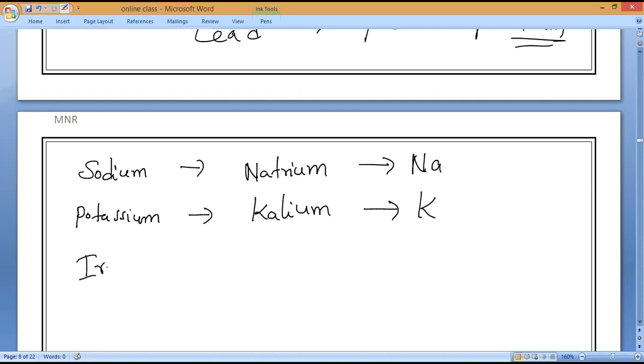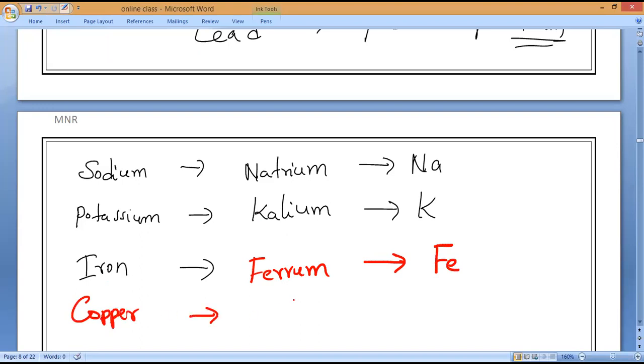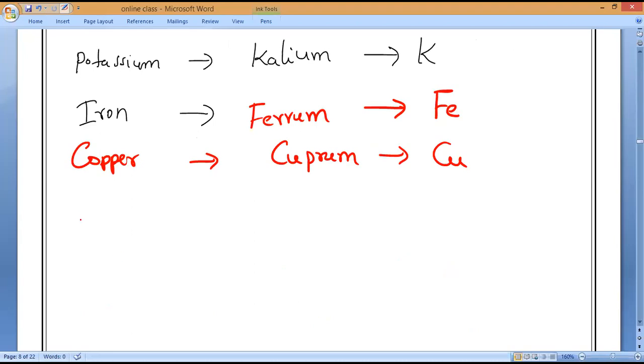Next, iron. We are not representing iron with I, because I is the symbol given for whom, guys? I is the symbol given for iodine. So that is why it has been taken from the Latin name ferrum. The symbol is Fe. Same way next copper. Copper is cuprum. Symbol is Cu.